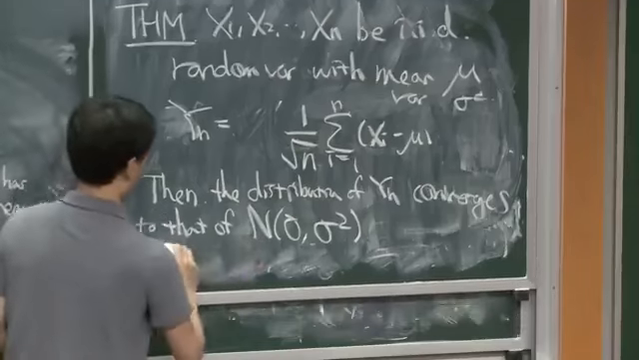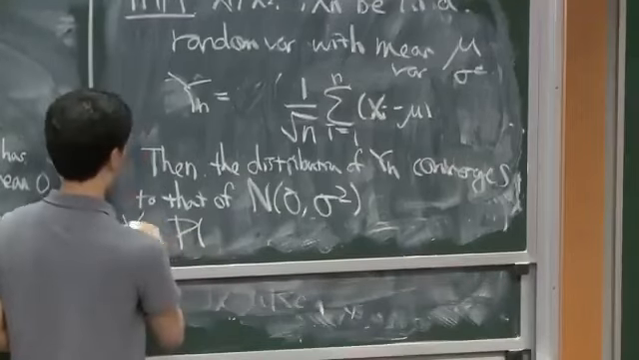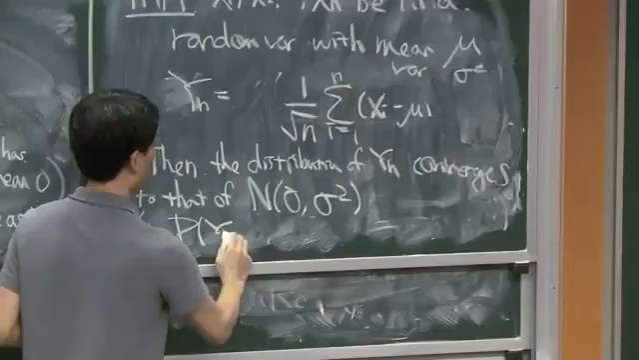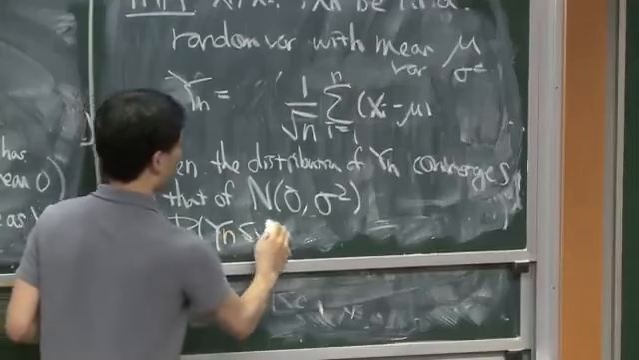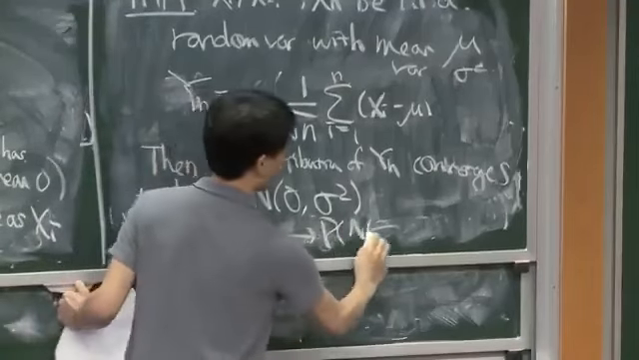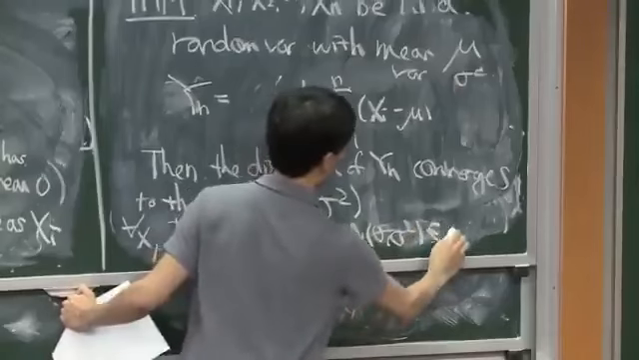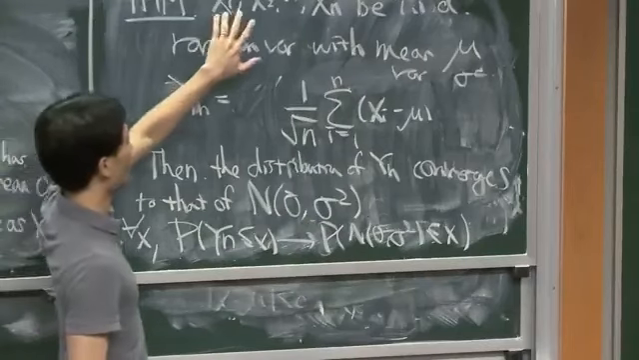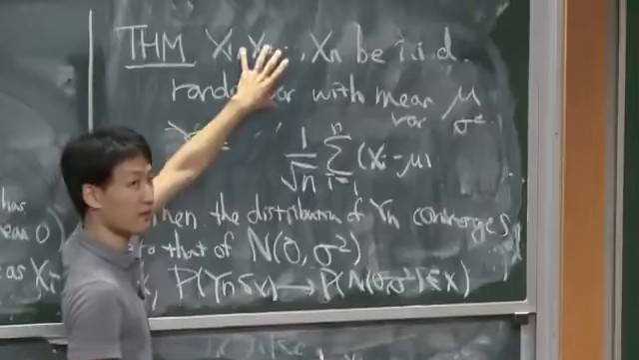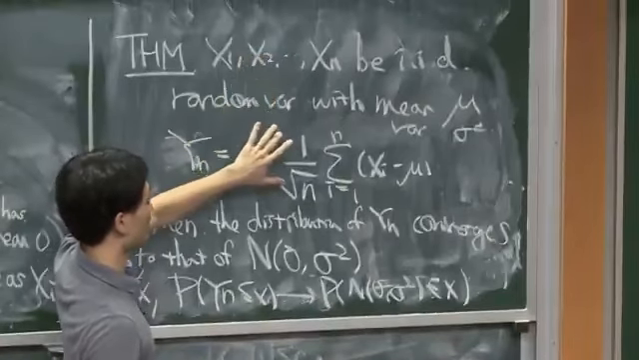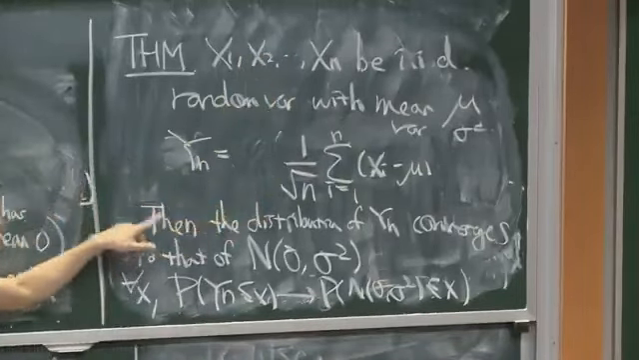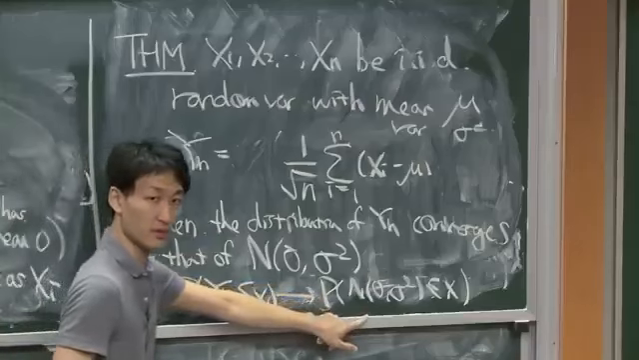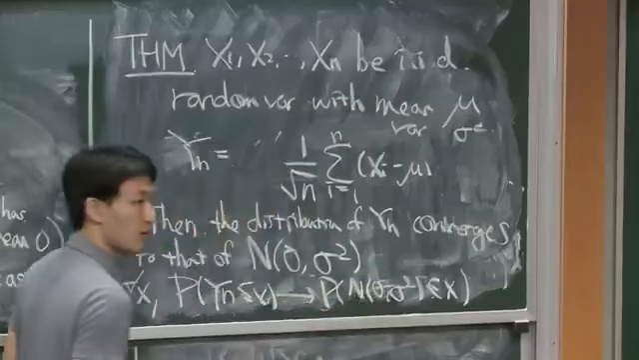What this means, I'll write it down again. It means for all x, probability that yn less than or equal to x converges to probability that normal distribution is less than or equal to x. What's really interesting here is no matter what distribution you had in the beginning, if you average it out in this sense, then you converge to the normal distribution. Okay.